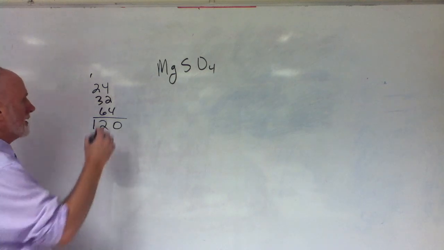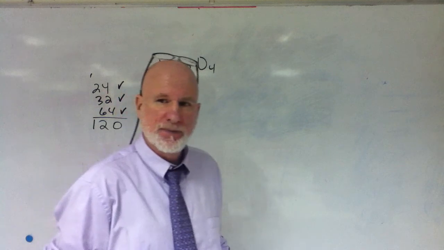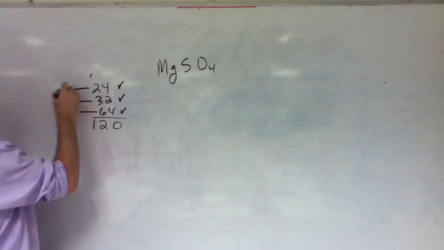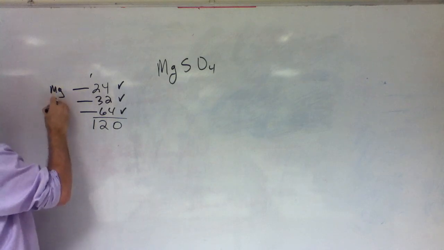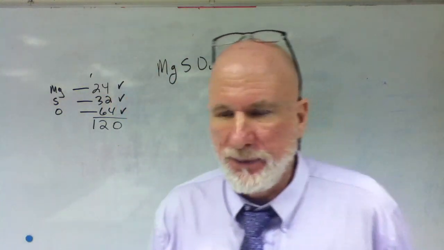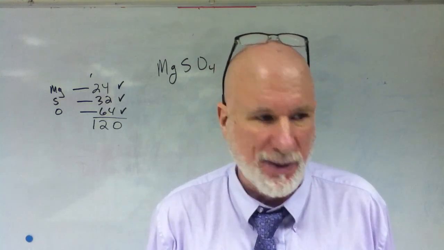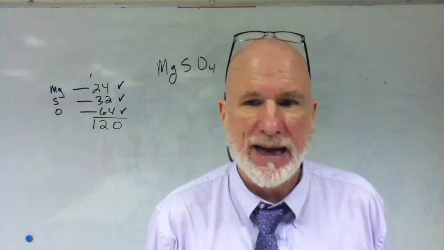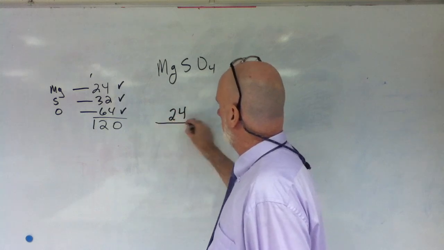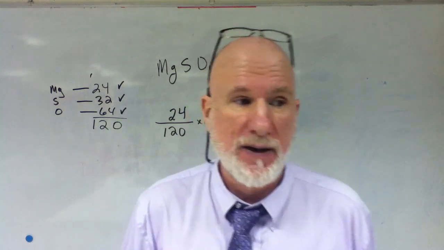Now, look carefully. You see these masses? Do you see that this is the total mass of the magnesium? This is the total mass of the sulfur, and that's the total mass of the oxygen. Do you see that? Now, in order to find the percent composition, you put the total mass of the element over the total mass of the particle. The total mass of magnesium is 24 over 120 times 100. Why times 100? Because it's percent composition.